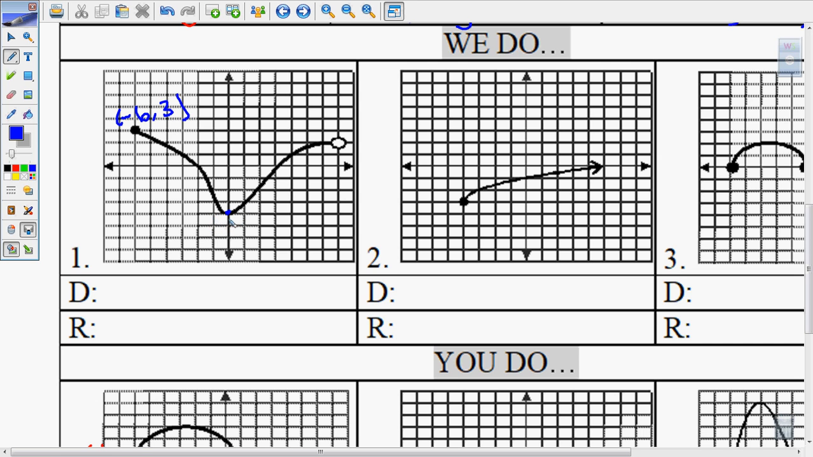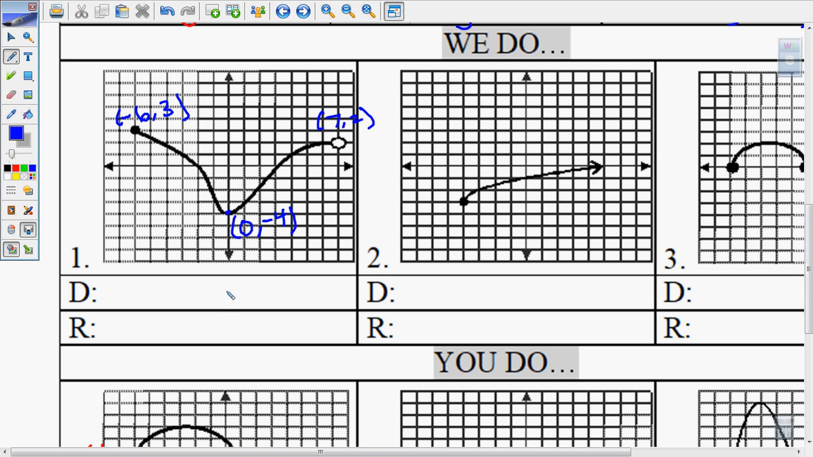Negative 5. Is it negative 5? 0, negative 5. What? Wait, it's 4. 10, 3, 4, negative 4. Okay, so we have that. And then anyone, what are the coordinates of our last one? 7, 2. Okay, so we've established all the key points.